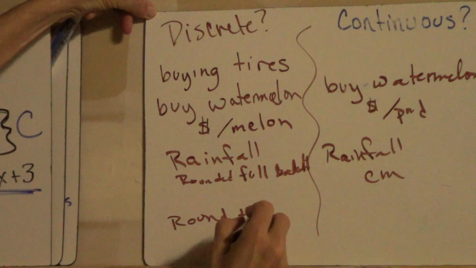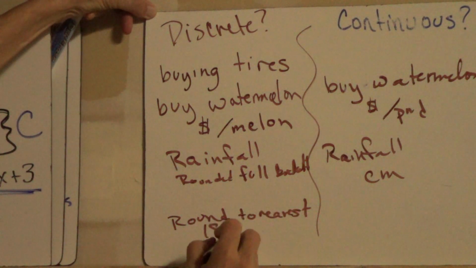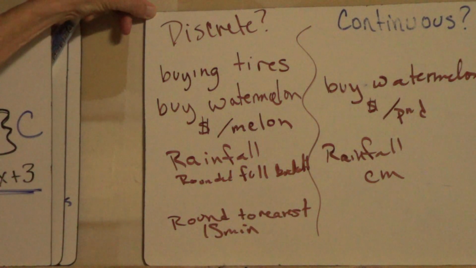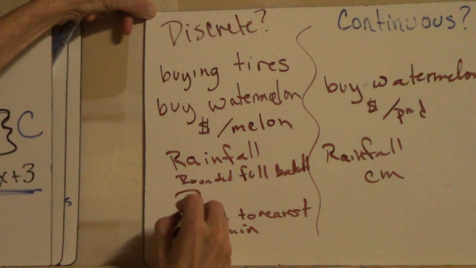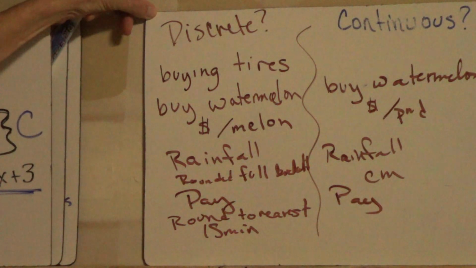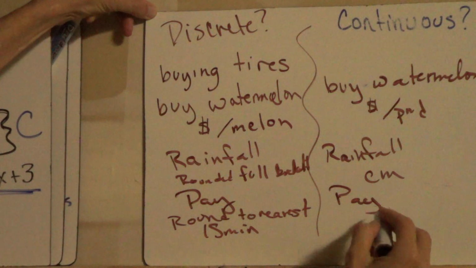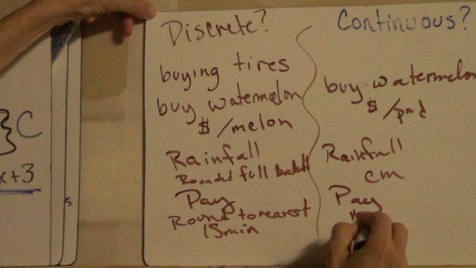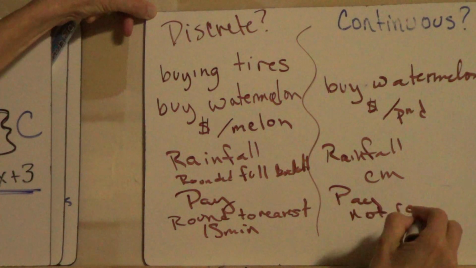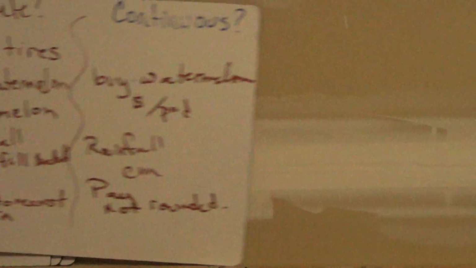One more thing, if you get paid and they round your pay to the nearest 15 minutes, then you're discrete. Okay? But if you get paid and they don't round it, so you just punch in and you get paid by the hour and the minutes are broken down into fractions, then it's not. So if it's not rounded, then it's not discrete, it's continuous. Okay? So that gives you a few to think about.